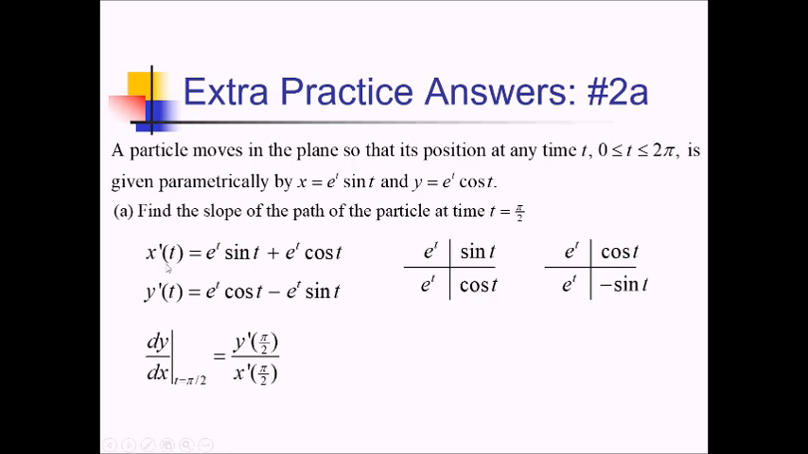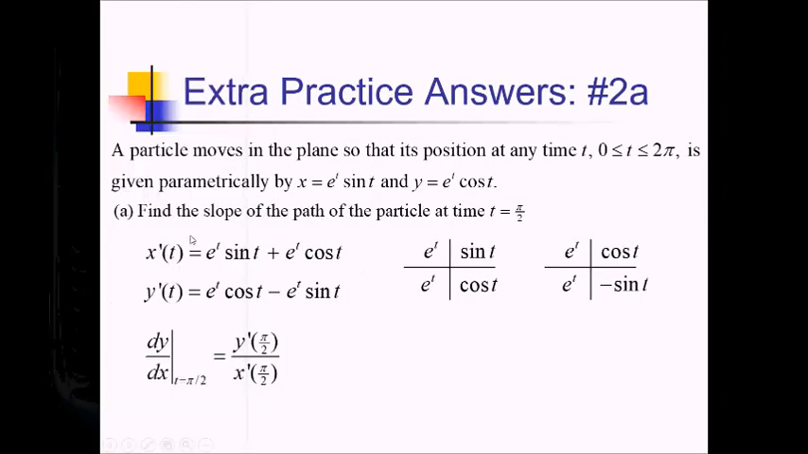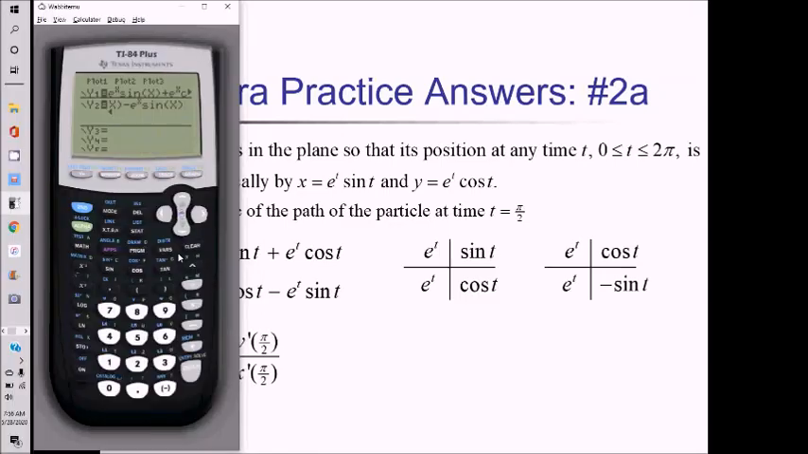Now that I actually have these defined, I can just plug it in. So here I am in my grapher in the y equals, and it was a little bit of a chore, but I took the time to enter x prime as my y1 here, and y prime I've entered as my y2. So now I have those to use whenever I need them, and I kind of need them now because I needed to do y prime of pi over 2 over x prime of pi over 2.